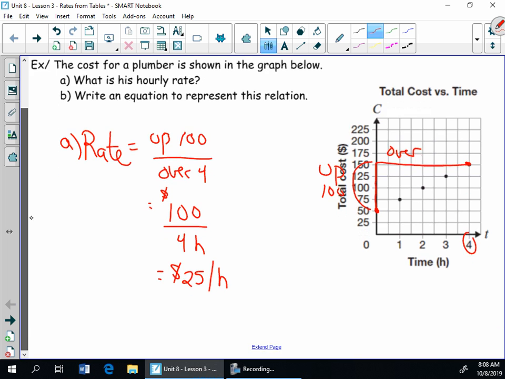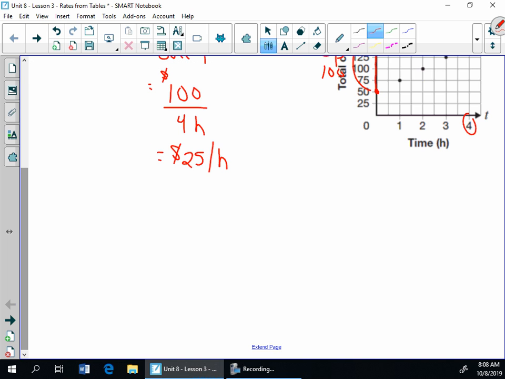In part B, write the equation. Every equation looks the same. X equals and Y equals. X is from the bottom. That's my time, or my number of hours. It's like the number of things. And Y would be my cost.